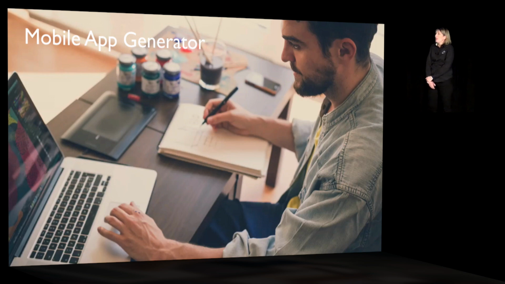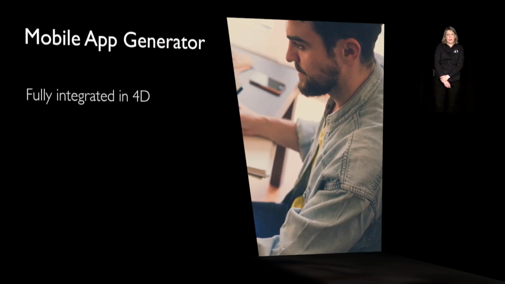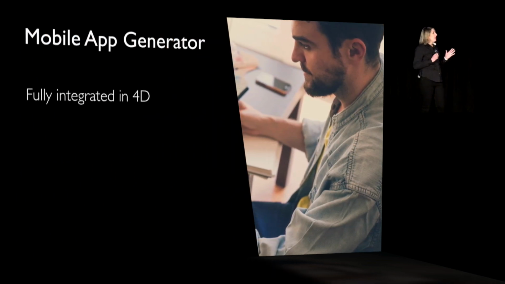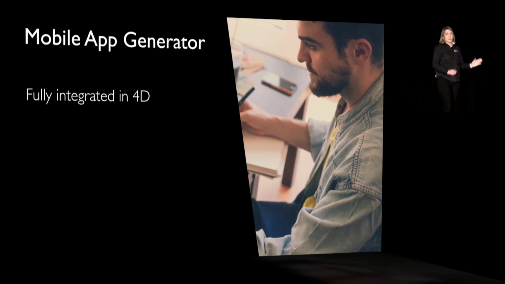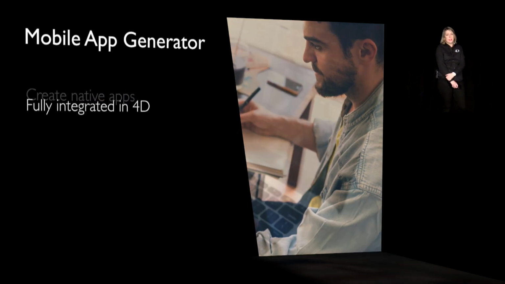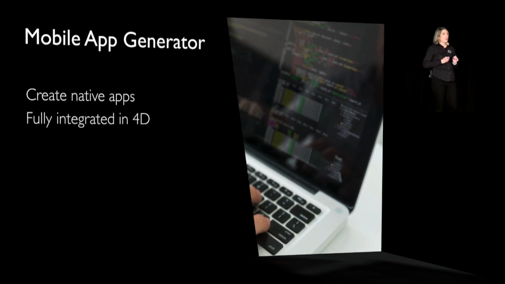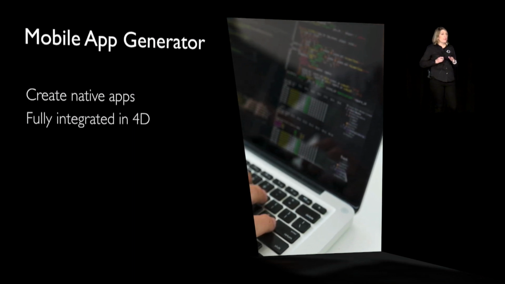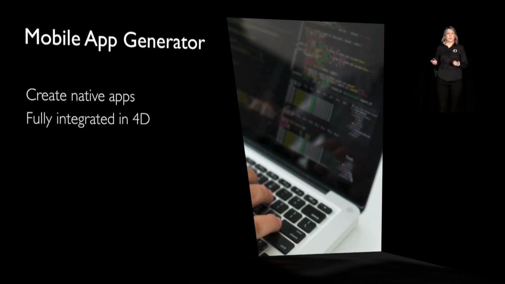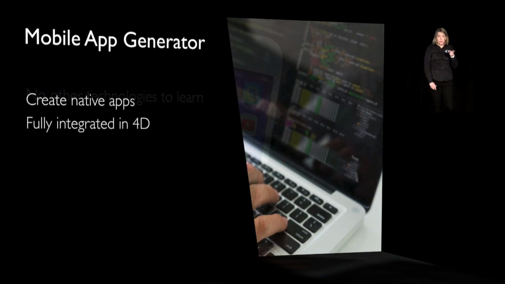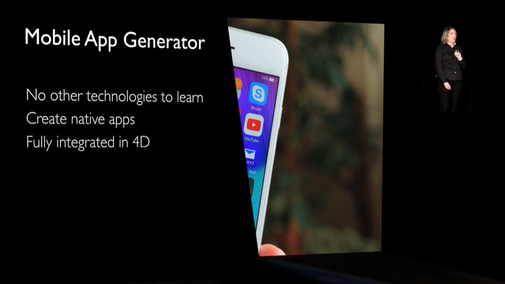Okay, so now it's time to tell you more about the 4D for iOS product and what it's built on. 4D for iOS is a mobile app generator, fully integrated in 4D. It allows you to easily create native mobile apps in pure Swift, as if an iOS developer had coded it for you, but without you needing to learn any other technology or language.